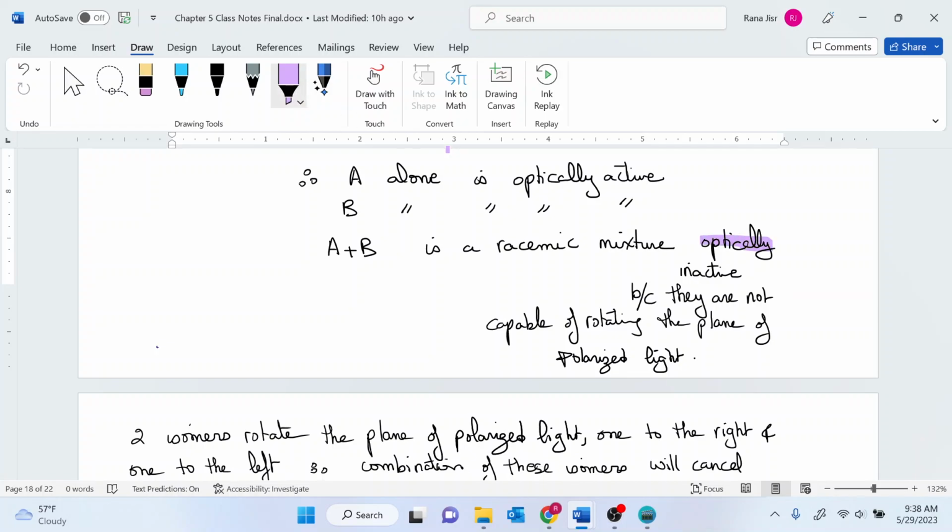Earlier, we defined the term optically inactive, and we said that this term is used for molecules that cannot rotate the plane of polarized light. For a molecule not to be able to rotate the plane of polarized light, it should have either an achiral center, which means a center that doesn't have four different groups, or, if it has centers of four different groups, you are able to draw a plane of symmetry, so you end up having a meso compound. These are the two cases where your compound is optically inactive.